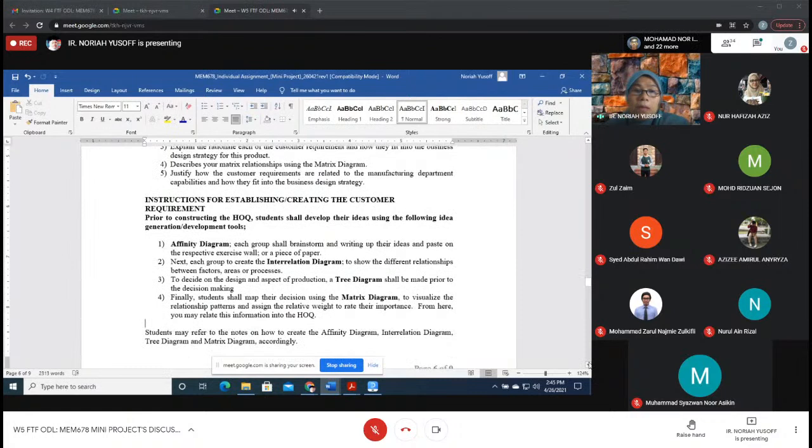So interrelation diagram, tree diagram, and finally the matrix diagram, the one that you will display and construct in the HOQ tu nanti. So far okay tak? Kau rasa pening? InsyaAllah boleh. Boleh kan? Okay.